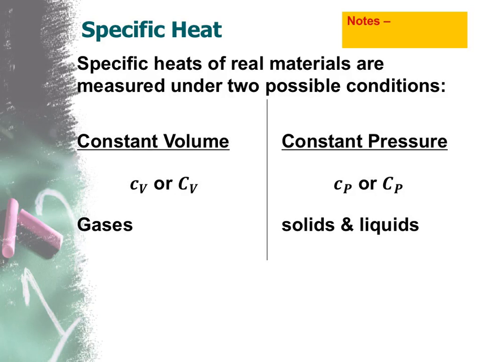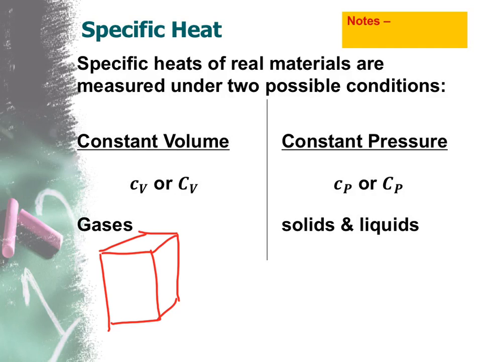Very often we measure the specific heat of materials by conducting experiments, and there are 2 ways in which to measure specific heat. One is when you are keeping the volume constant, and the other is when you're keeping the pressure constant. Keeping the volume constant is usually the way that gases are measured as far as their specific heat. And the reason being is because it's a lot easier to keep a gas at a constant volume.